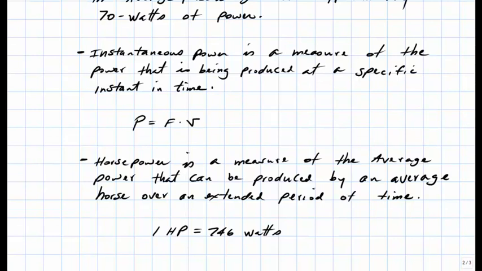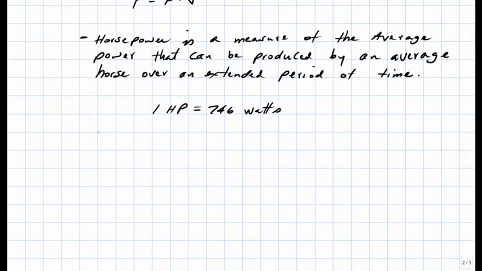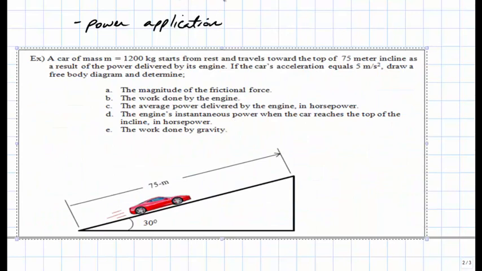We will now introduce an application of power. In this example, a car of mass m equals 1,200 kilograms starts from rest and travels toward the top of a 75-meter incline as a result of the power delivered by its engine. If the car's acceleration equals 5 meters per second squared, draw a free body diagram and determine the magnitude of the frictional force.